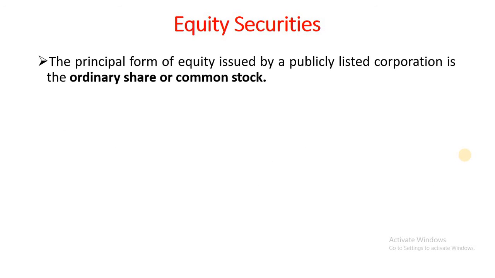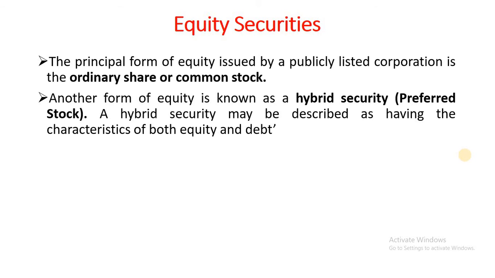The most common type of equity security is ordinary share or common stock, which is issued by a publicly listed corporation. Ordinary share or common stock represents ownership or the general ownership to the business, and these common stockholders are entitled to receive dividend if it is declared by the board of directors, or they also receive capital gain if their share price increases. Then there is also a hybrid type of security which is known as preferred stock.